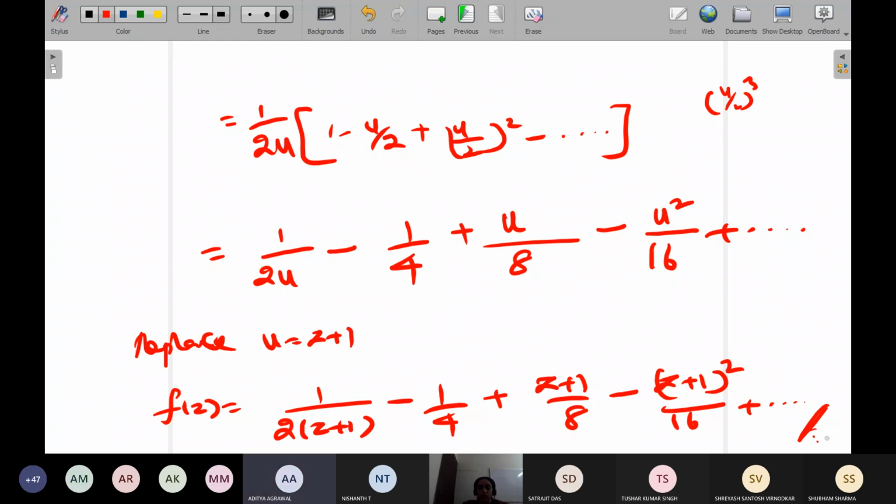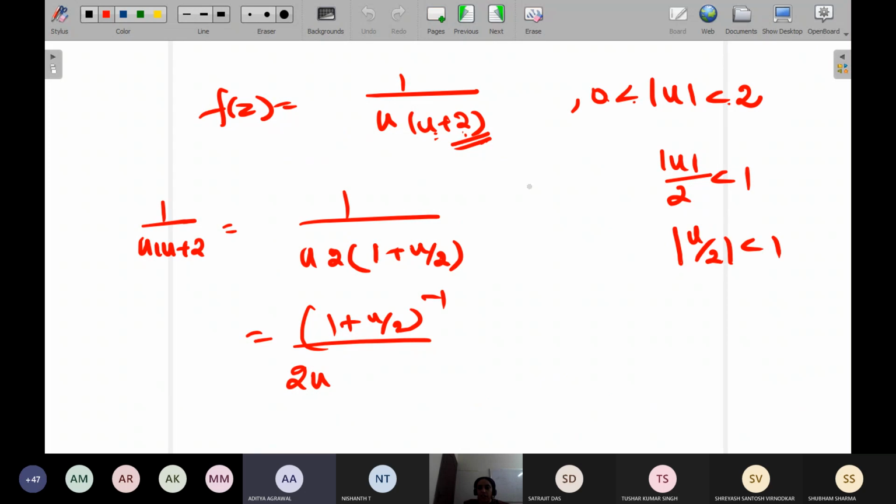No, ma'am. Here we are not applying partial fractions because we have 0 less than u less than 2. So you can retain this 1 by u. If suppose you have u plus 1 or u plus 2 or u plus 5, accordingly you will change it.